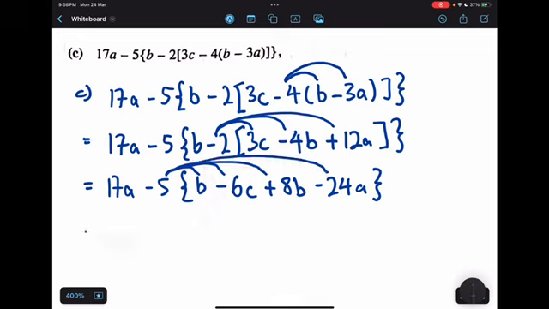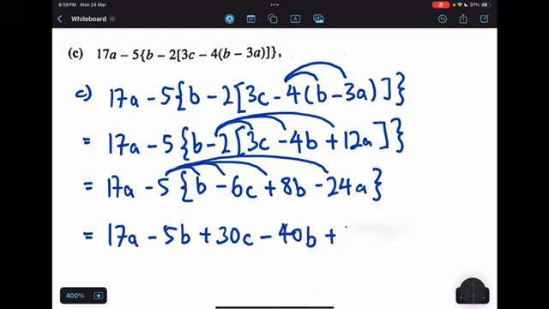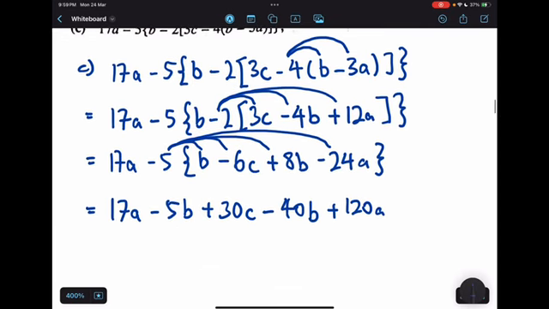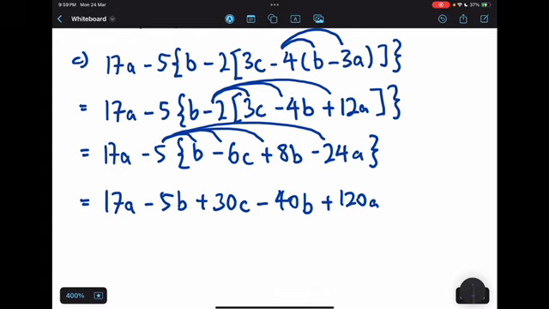terms over here. And what I have is 17a minus 5b, positive 30c, negative 40b, and lastly positive 120a. And this is what we have after we have expanded. Now what we are going to do is to simplify it, right? What do we use? We use same family sit together, right?